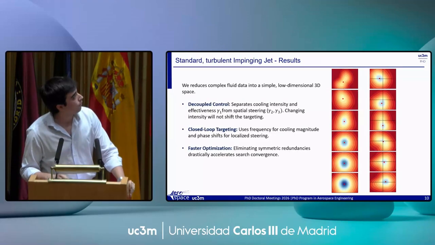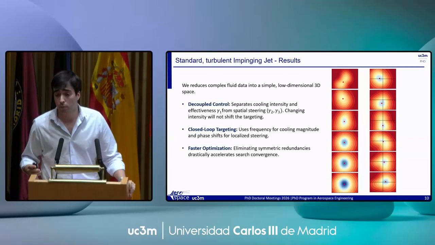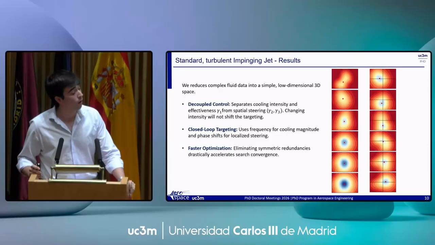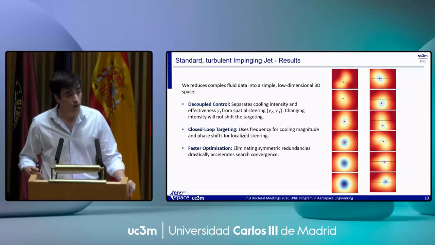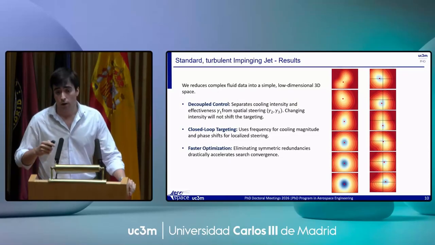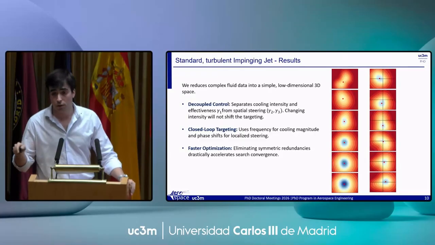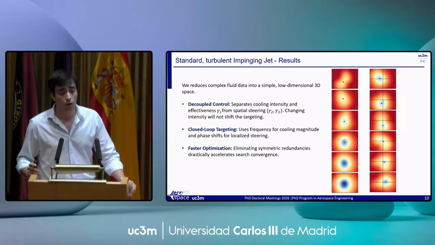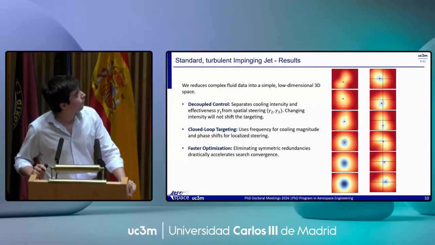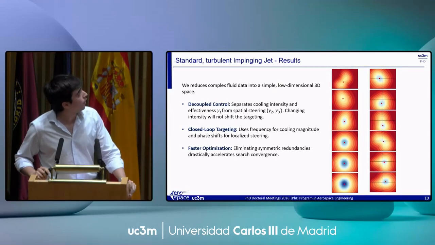This is very nice because by separating cooling intensity and effectiveness, we can, for example, change the intensity while not shifting the target. And this can lead to closed-loop control strategies. For example, changing one parameter may change the localized steering for targeting hotspots, while other parameters may influence the cooling intensity. So these are the results we are working on currently.